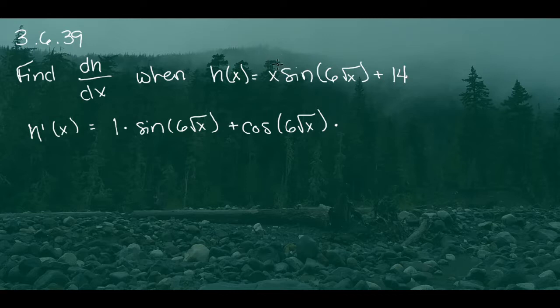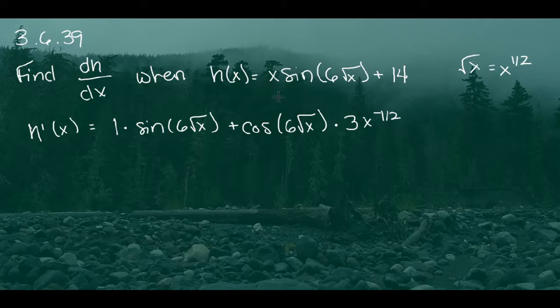Well, square root of x, remember, we can rewrite as x to the 1/2 power, and then apply the power rule. So I bring the 1/2 down, so 6 times 1/2 is 3, and then I subtract 1 from the exponent, so x to the negative 1/2. Okay, so that's the derivative of my inside term.